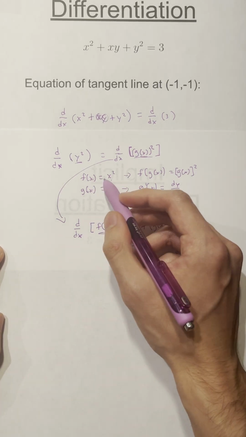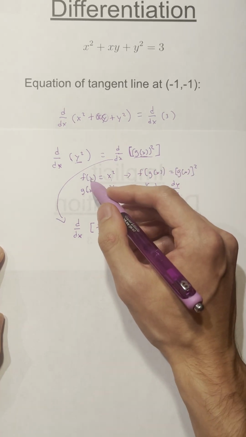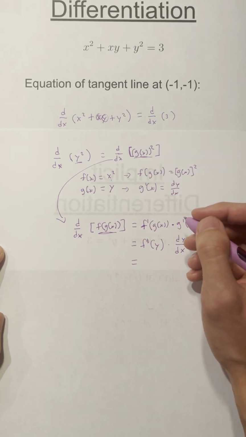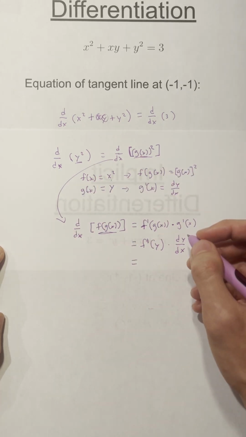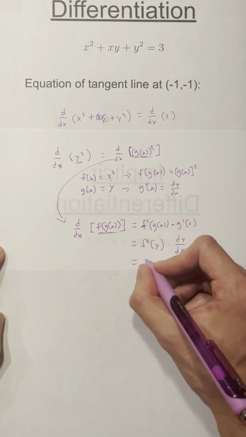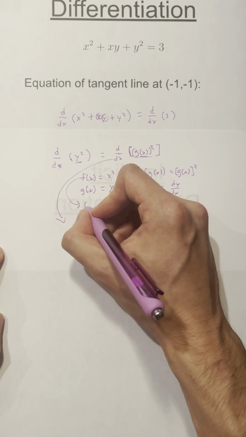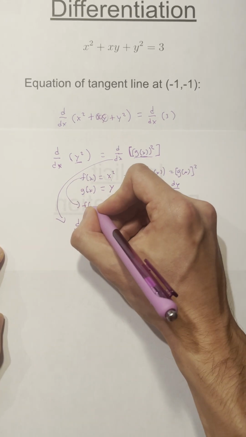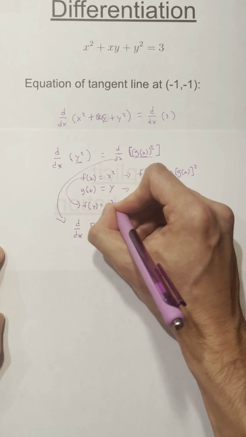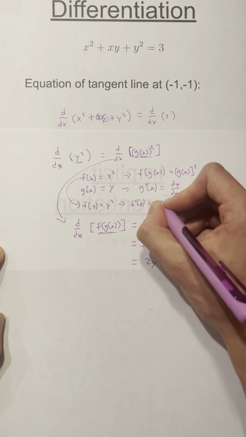So f of x is equal to x squared. F of y is equal to y squared. So f prime of y would be 2y. Yeah, I'll just write it here. So f of y is equal to y squared, and then f prime of y is equal to 2y.